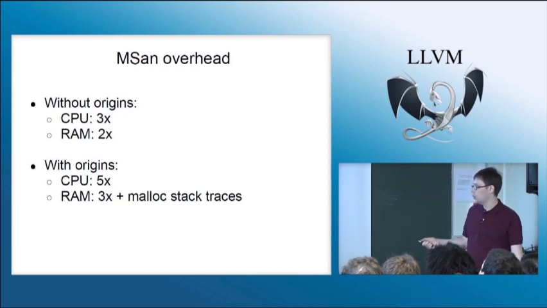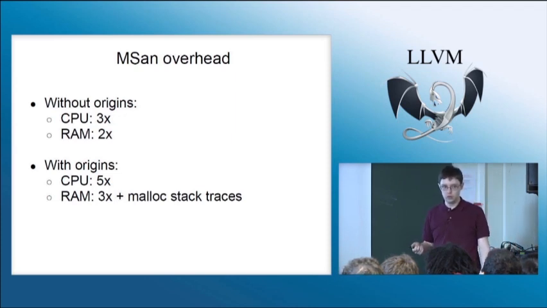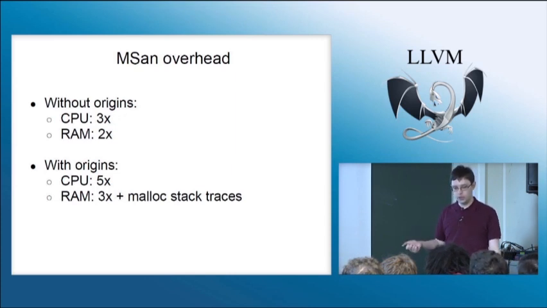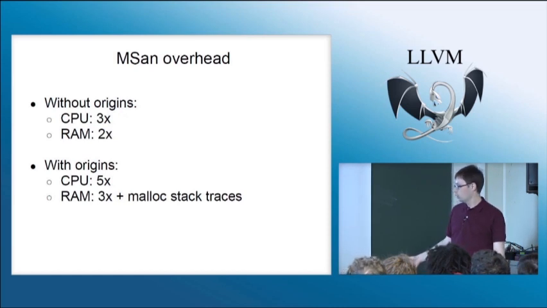If we track origins, we add roughly another 2x CPU on top of that, because essentially that's another load per application load, and store per application store. And we have another shadow, so that's 3x, and some memory for malloc stack traces to report origin locations.